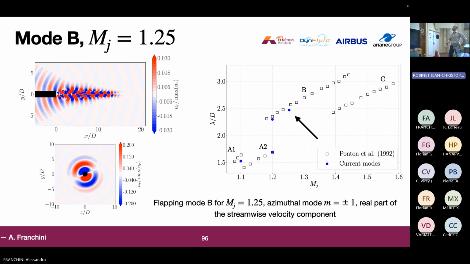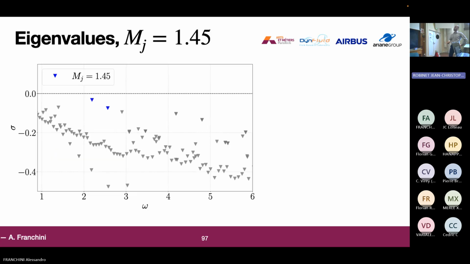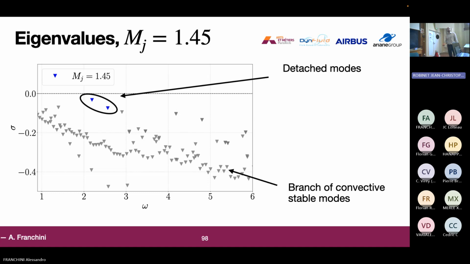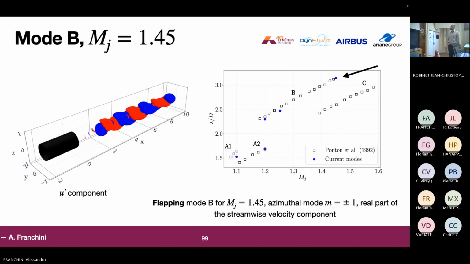If we continue analyzing these modes, now we get the most under-expanded case that we studied, which is MJ equal 1.45. Here, again, we find all stable modes. We try to select the most detached ones, which seem the most reasonable to study, which are the least stable and also the most detached from the convective branch of modes. And again, we correctly capture the frequency.